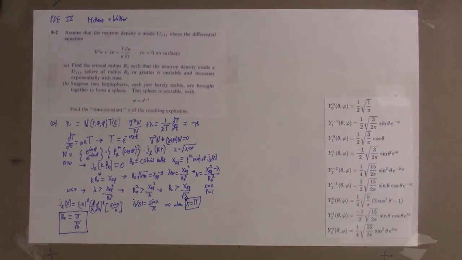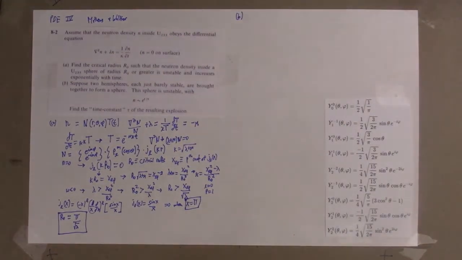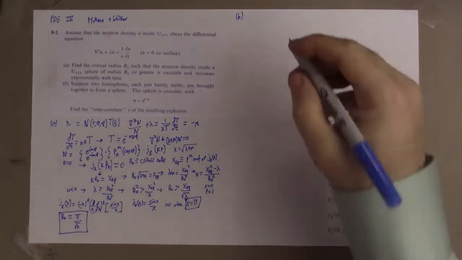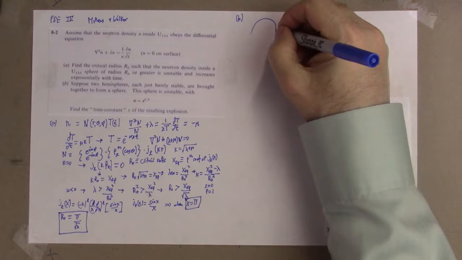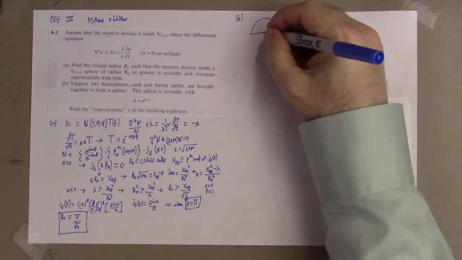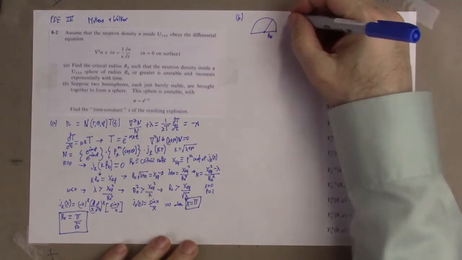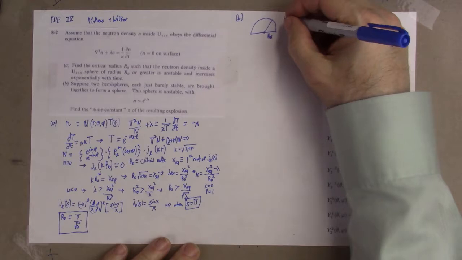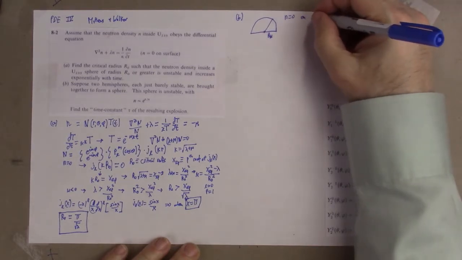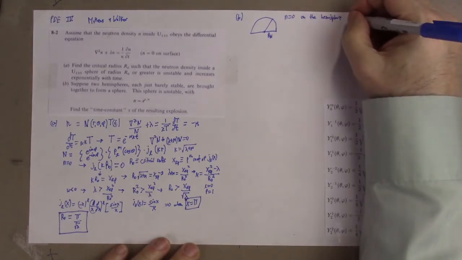Okay, so let's go on to part B. So what we have here in part B is we have two hemispheres. I'll draw one of them. The radius is RH. And the boundary condition is that n equals 0 on the hemisphere boundary.